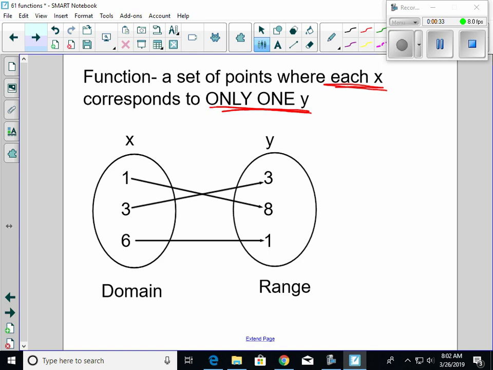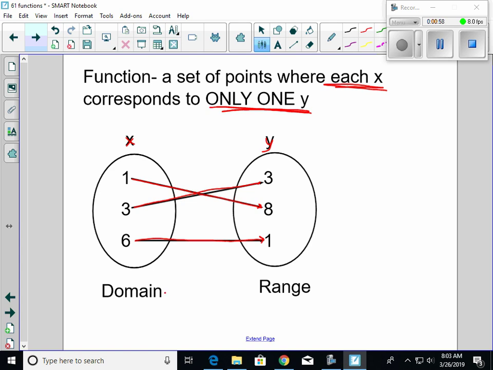Okay, so here's the first example of a function. The x values are on the left, the y values are on the right. Okay, each x value only goes to one number on the right. So the 1 goes to the 8, the 3 goes to the 3, the 6 goes to the 1. Okay, so this is a function because each x has only one y.